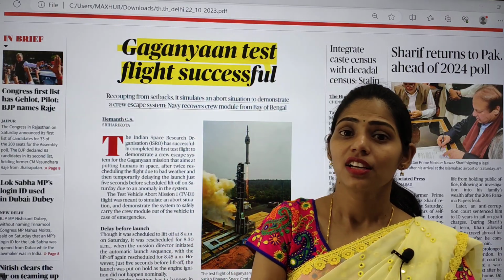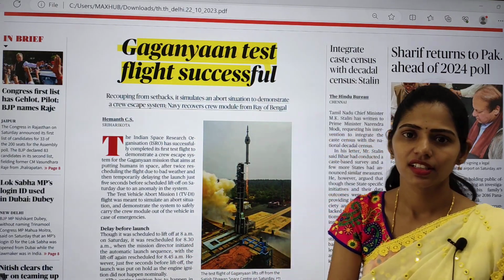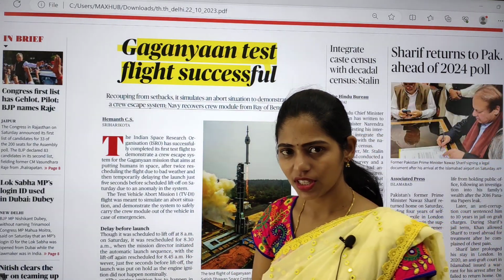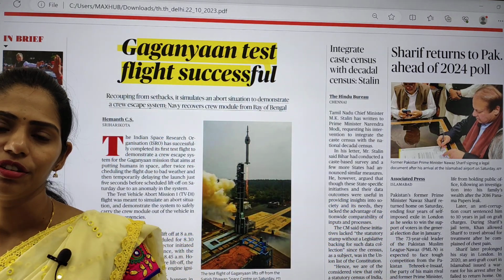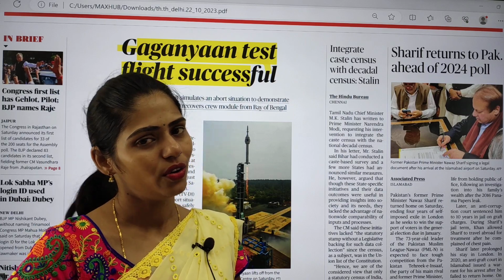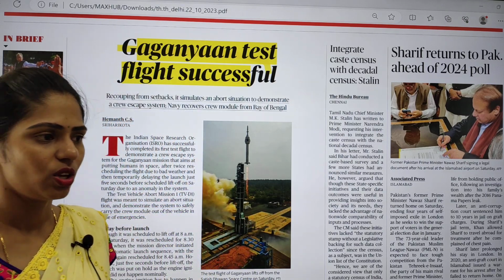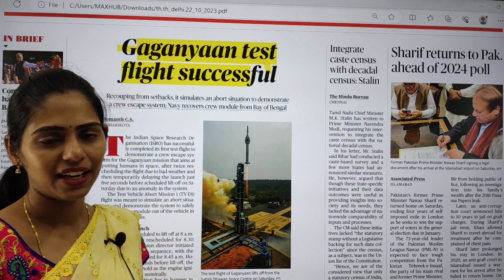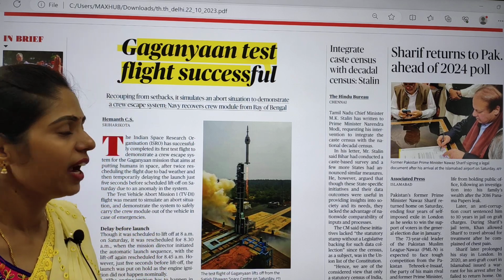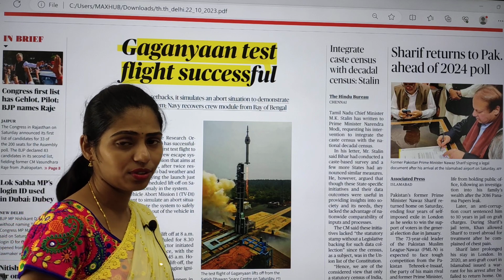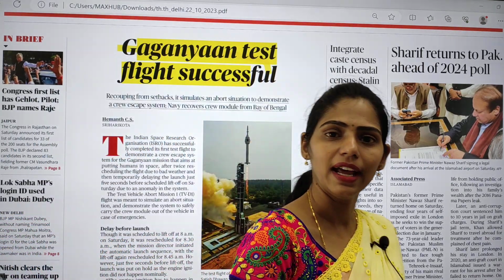Today in this class we are going to see current affairs. Current affairs is very important for any competitive examination. For example, if you are preparing for UPSC or any state service examination or for railways, banks, in every examination current affairs is very important. And to cover current affairs you have to read a national newspaper daily.